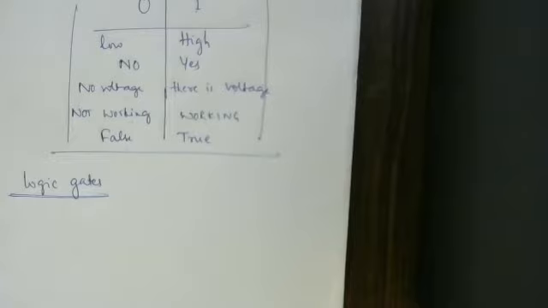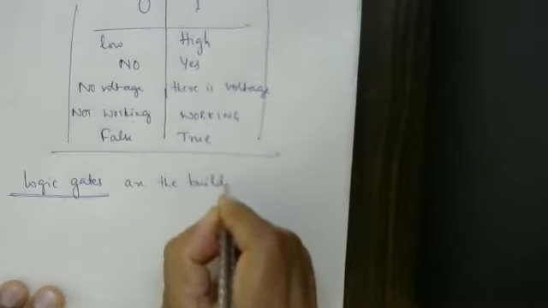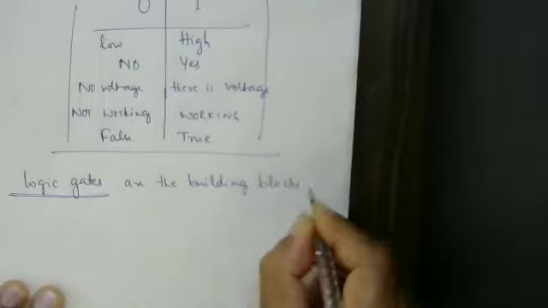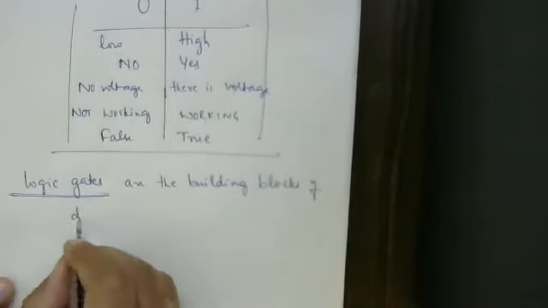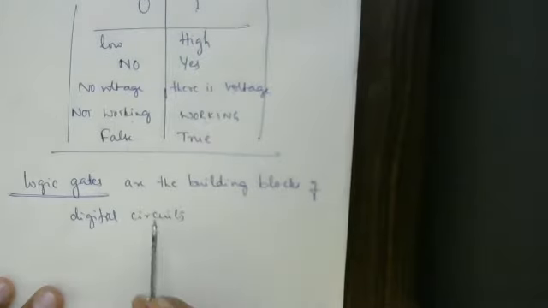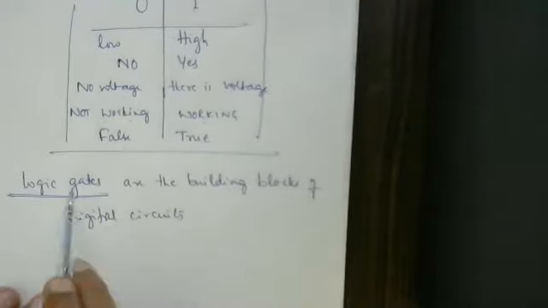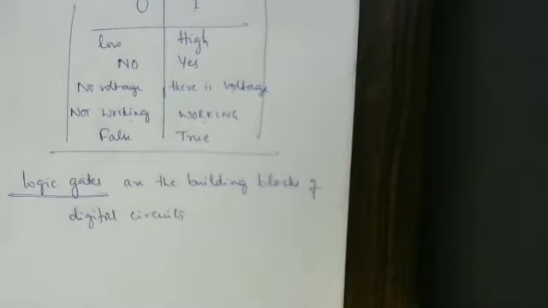So what are logic gates? Logic gates are the building blocks of any digital circuit. If you choose any digital circuit, its building blocks are called logic gates. As you cut down the digital circuits, ultimately the last thing we get is the logic gates. I can say that they are the heart of the digital circuits.